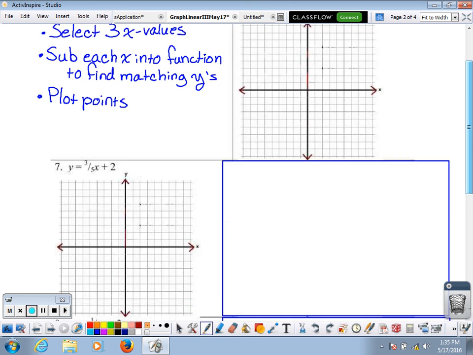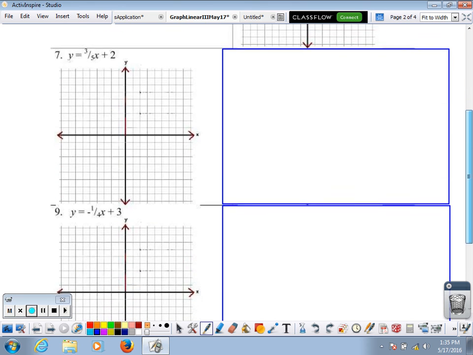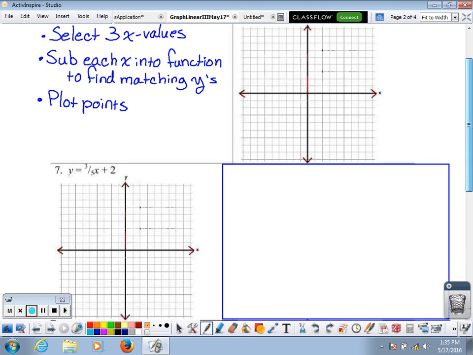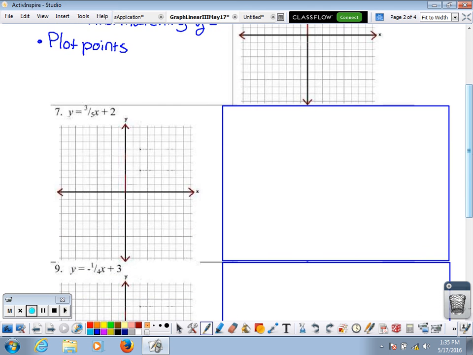And that's Hannah. Please take care of number 7 for us, Hannah. Number 7, on this side of the page, they want us to graph using an XY chart. So she's going to pick 3 x values. She gets to pick whatever she wants. She's going to sub each x value into the function to find the matching y. Then she's going to plot the points. You can do your scratch work over here.